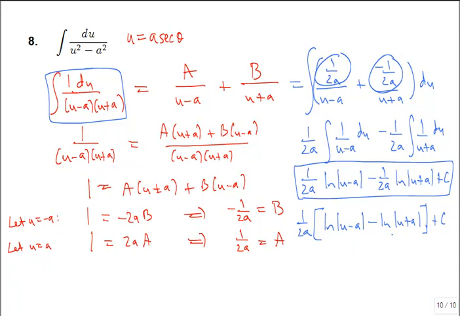If you have a difference of two ln's, that becomes the quotient of their arguments. So the u minus a, the one that comes first, is on top. The one that comes second is on the bottom. And that 1 over 2a stays out front. So you could also see this answer written this way as well. So don't freak out if you look in the back of the book and your answer is different. You may be able to manipulate yours to look like theirs, but both answers are correct. Okay?